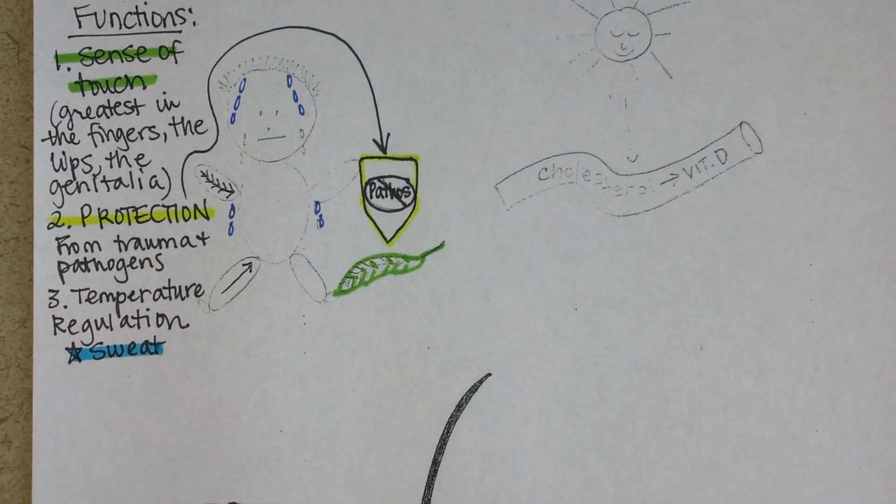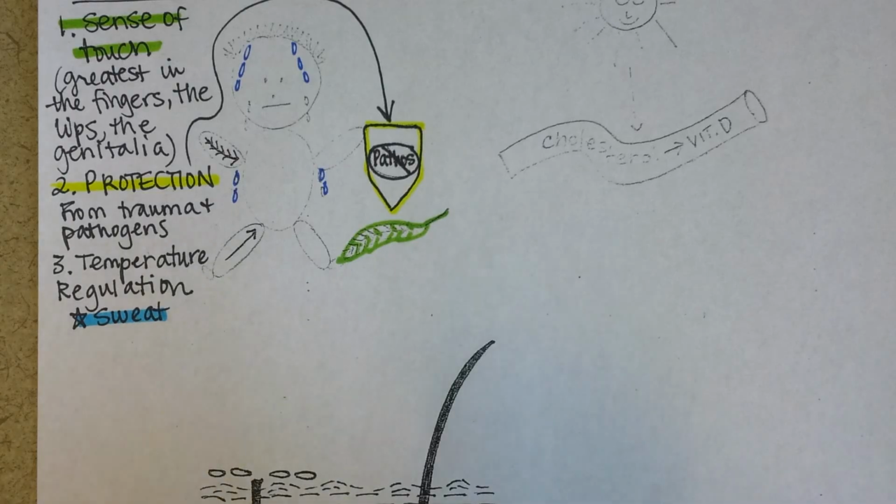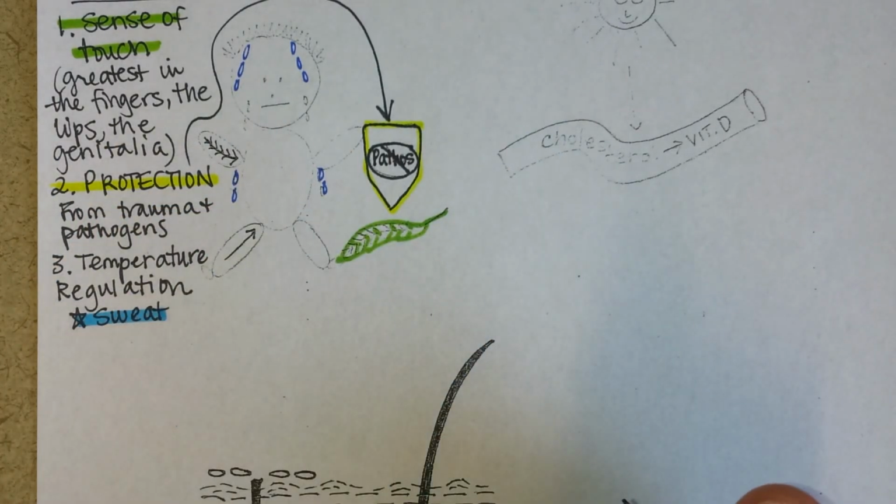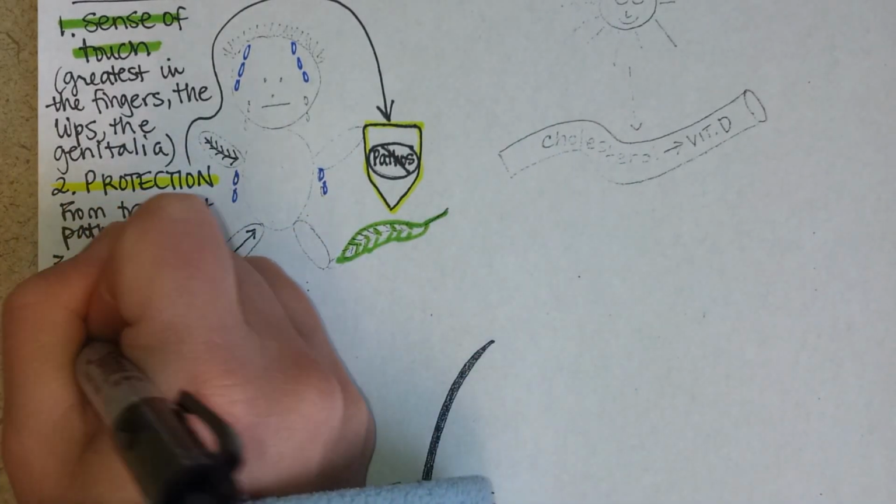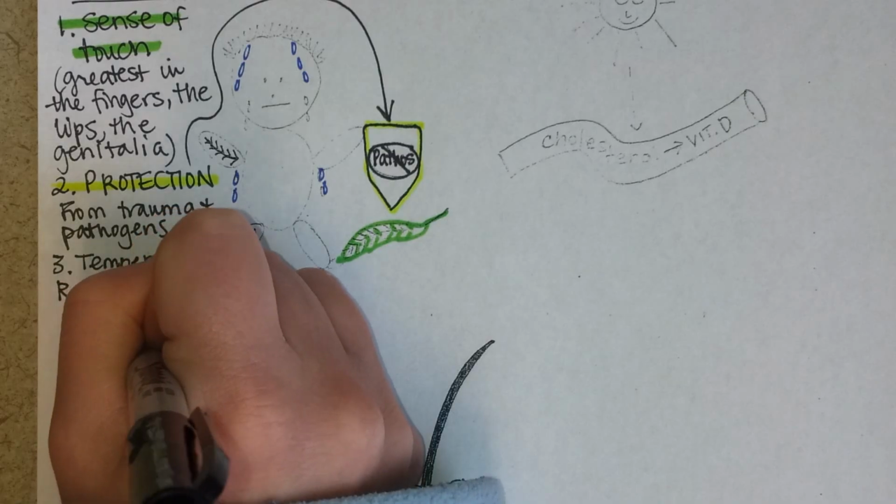And then what happens with sweat is that it evaporates from your skin, and as it evaporates, it takes some of the heat with it. So we call it evaporative cooling. But that's not the only way that your skin helps regulate your temperature when you're hot. It can also affect it by dilating capillaries in the skin.